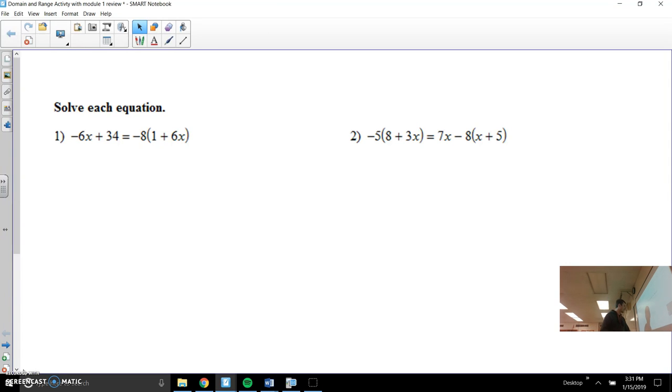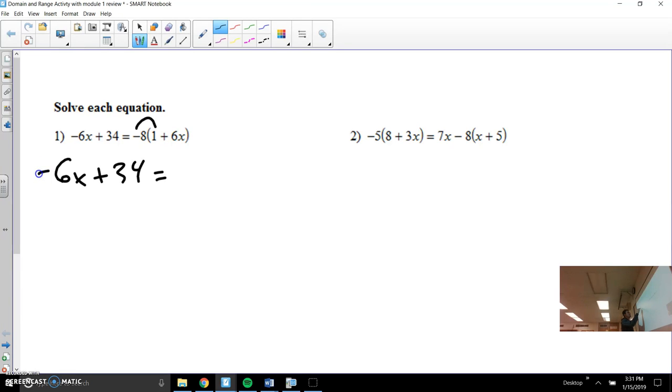okay? So the first thing I notice on number 1 and number 2 is we've got some distribution. So I'm going to start by rewriting the left side, and I'm going to distribute on the right, negative 8 times 1 is negative 8, and negative 8 times 6 is negative 48 with the x on it. So now I've set up my problem using distribution, and I don't have any like terms on the left, and I don't have any like terms on the right. The like terms are on opposite sides, so they need to move.